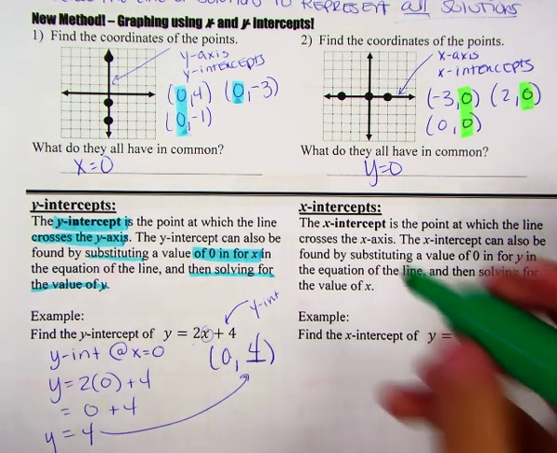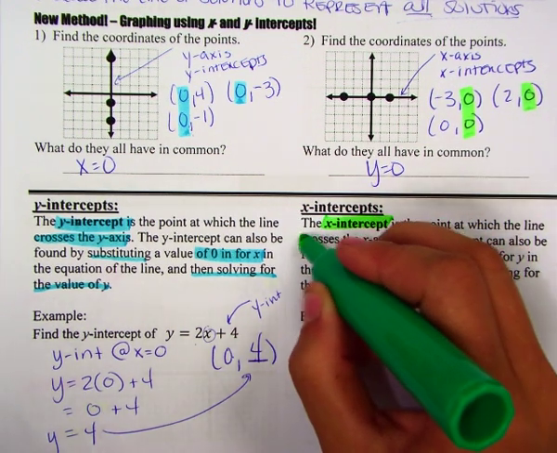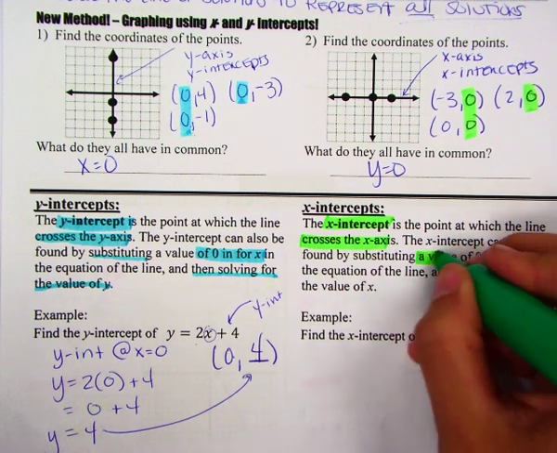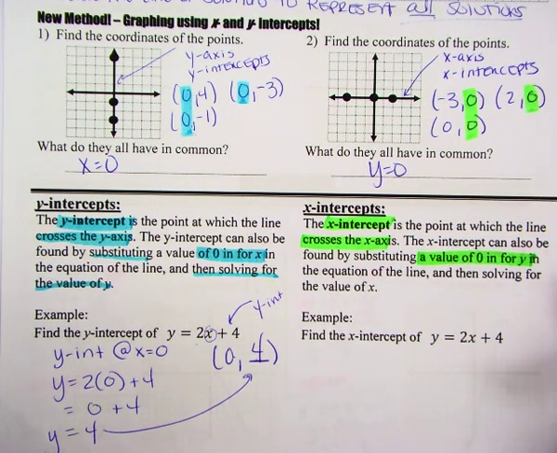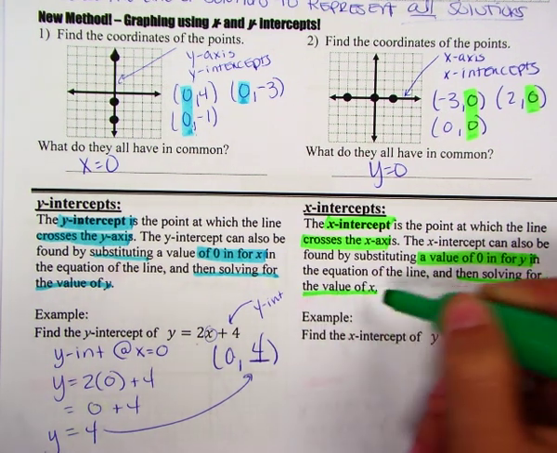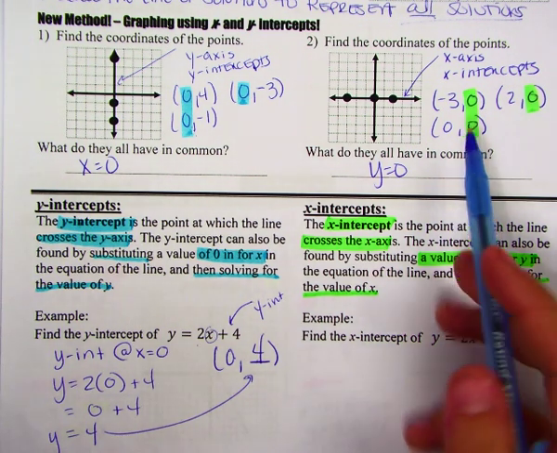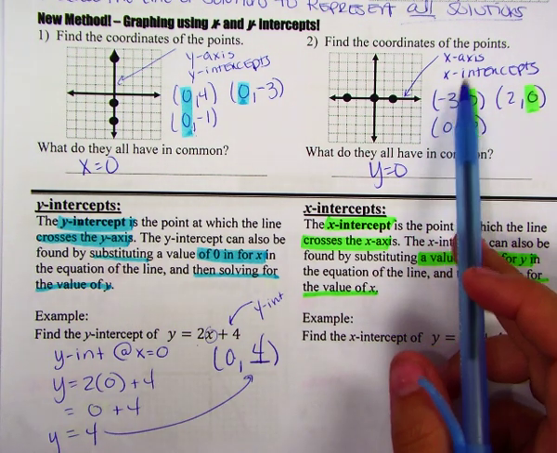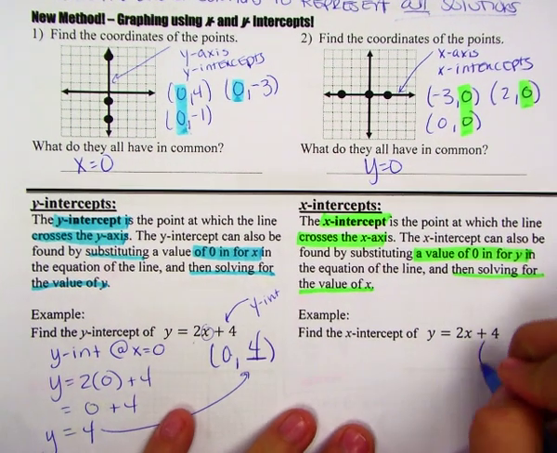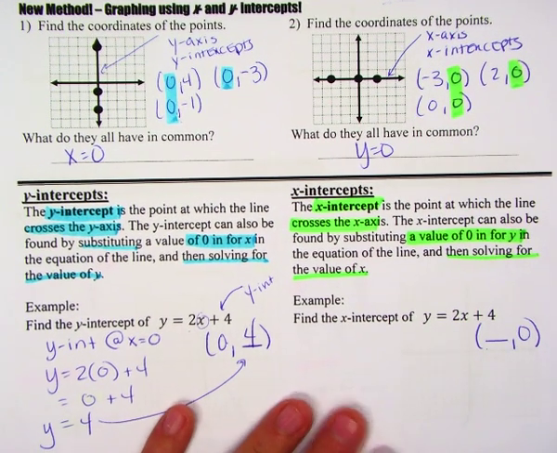The x-intercept is similar. The x-intercept is the point at which the line crosses the x-axis. The x-intercept can also be found by substituting a value of 0 in for y in the equation of a line, and then solving for the value of x. So like we saw up here, right? X-intercepts were always in the form something comma 0. That's what it meant to be an x-intercept.